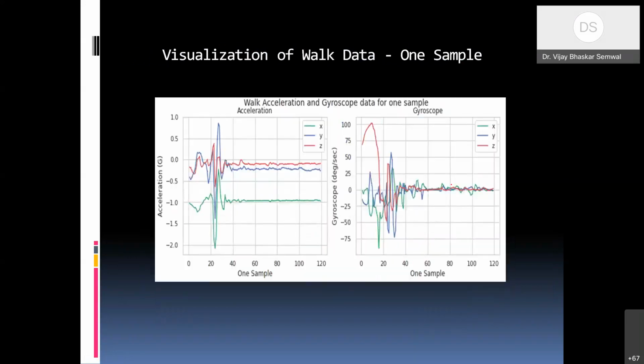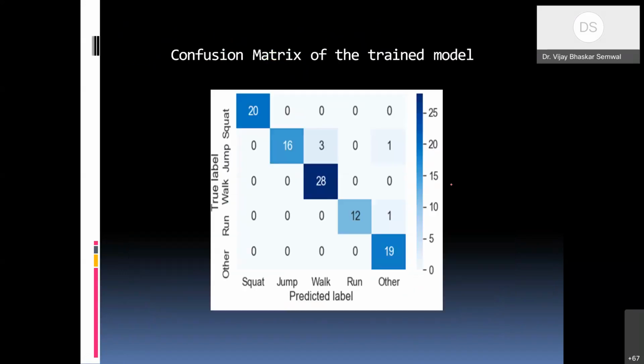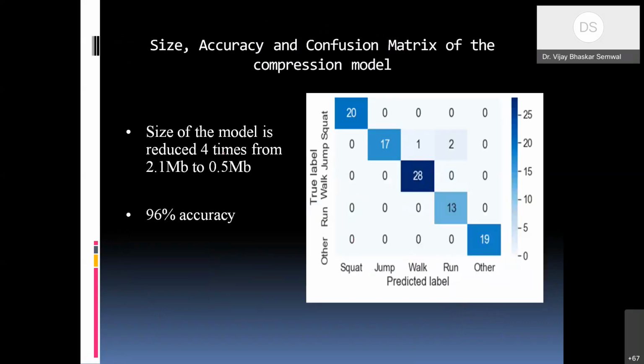Similarly for jump, walk, run, and other activities. Then we trained the model and achieved this confusion matrix around these 5 classes: square, jump, walk, run. So almost we are achieving 96% accuracy. Now we have to compress the model. After compressing, the initial size was 2.1 MB, and we are getting 0.05 MB. We have compressed the model 4 times and achieved almost 96% accuracy. So we have not lost any significance in the model data. We are still achieving 96% accuracy.